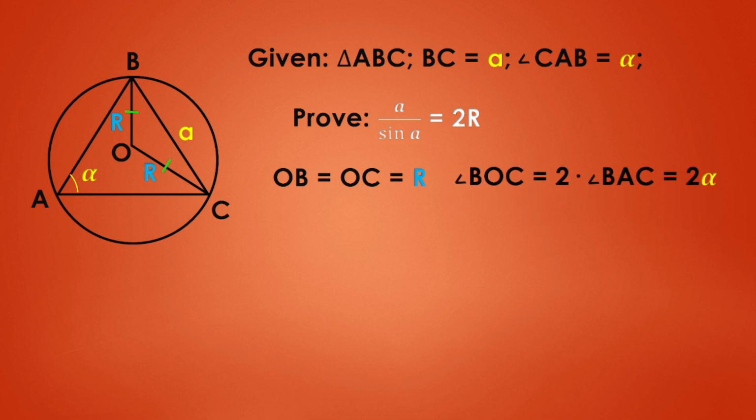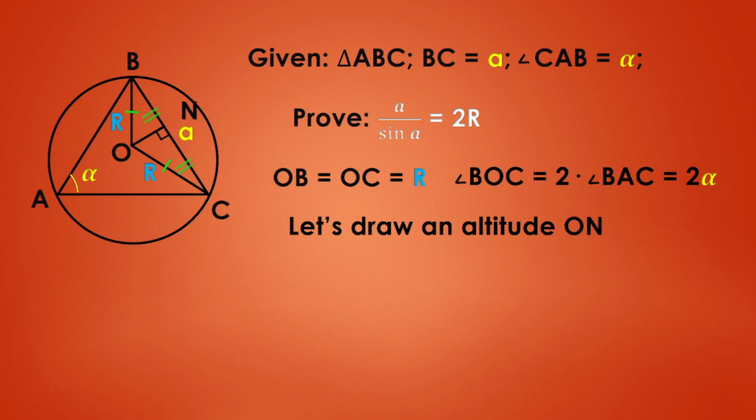Angle BOC equals 2 angle BAC equals 2 alpha, because the standard statement tells us that the central angle subtended by an arc is twice as large as the inscribed angle subtended by the same arc. Let us take the isosceles triangle OBC and draw an altitude ON in it. This same altitude will be its median.